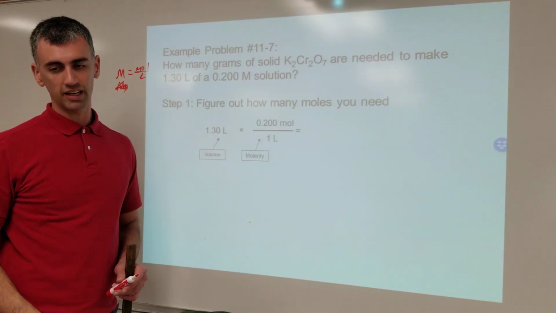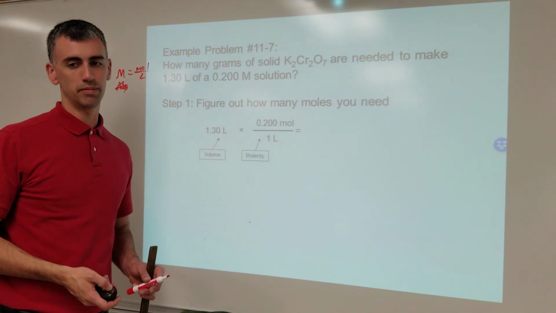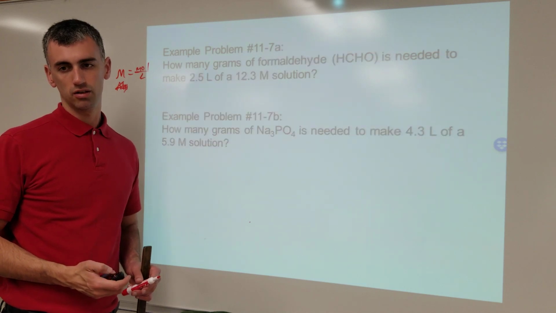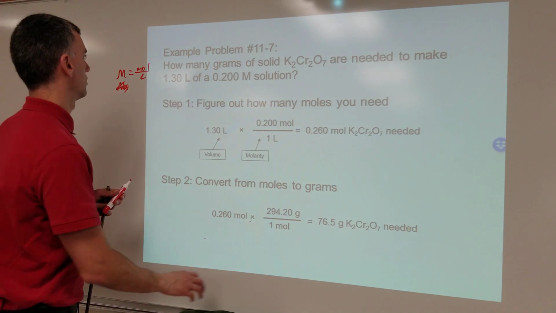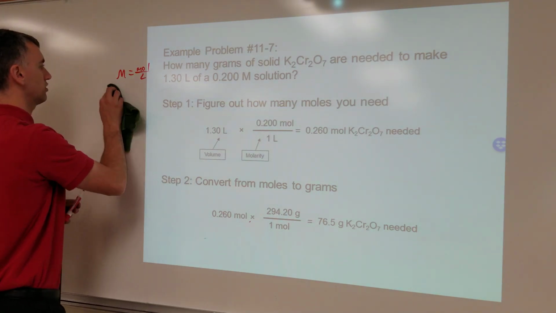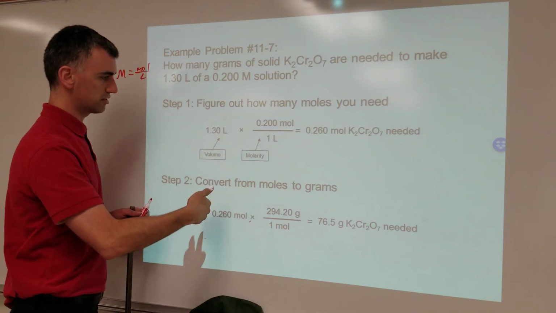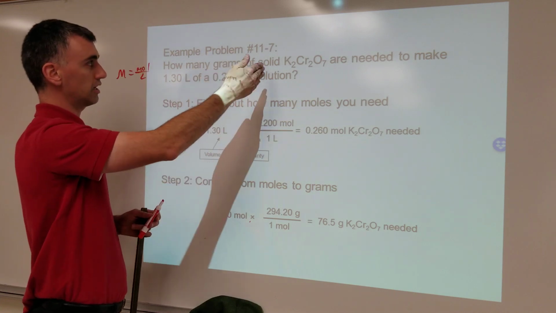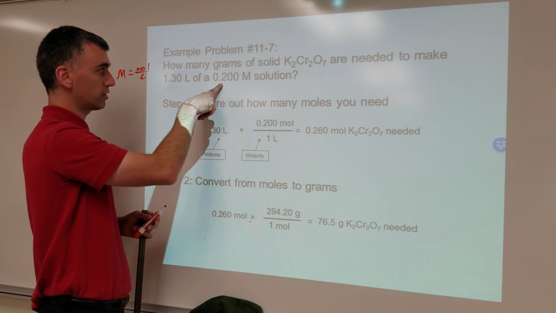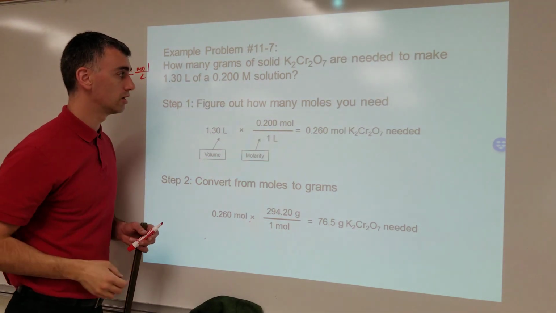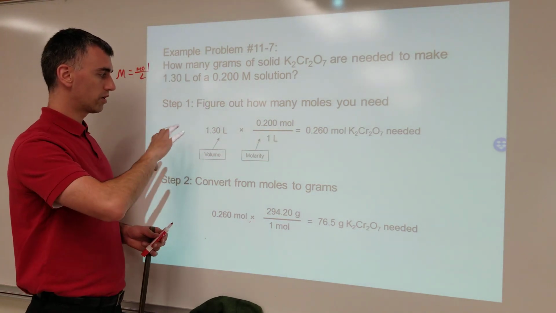So before getting into watering it down, which I did mention, let's start with this. Actually, maybe I'll leave this out. So this is the answer. Here's the original question. How many grams of solid potassium dichromate are needed to make 1.30 liters of a 0.200 molar solution? What are we looking at here?